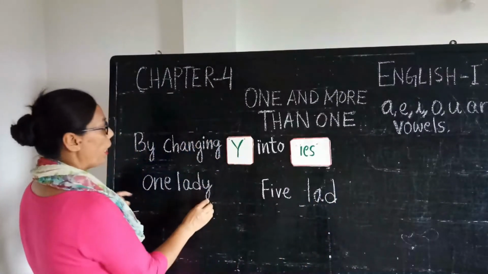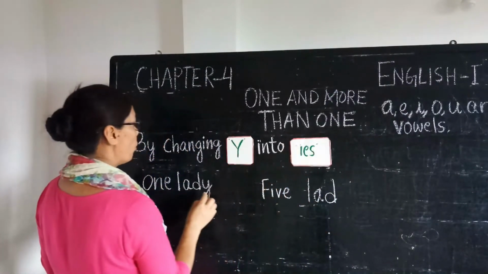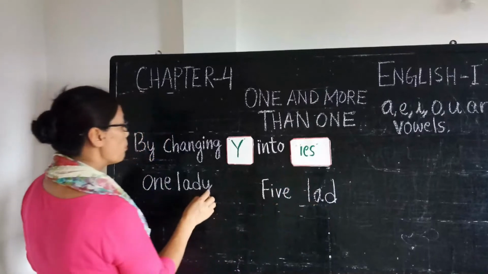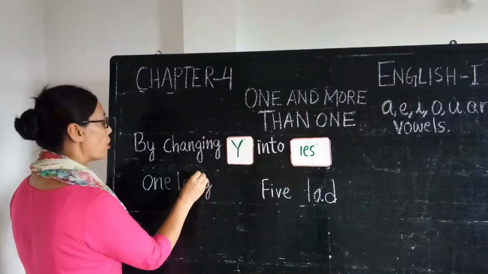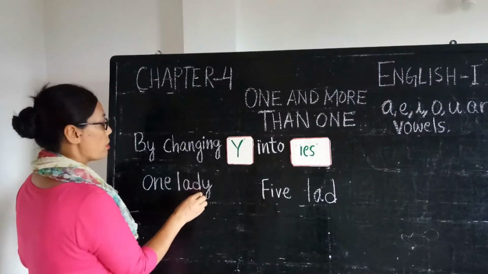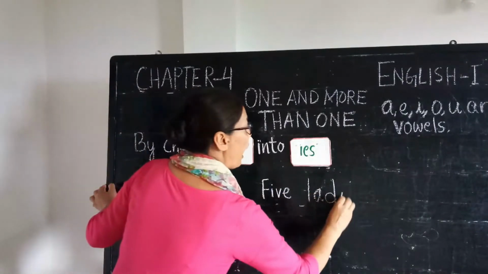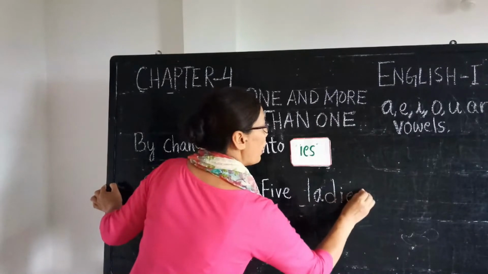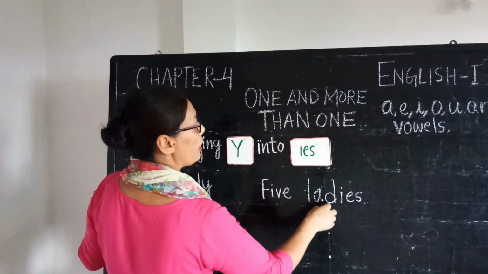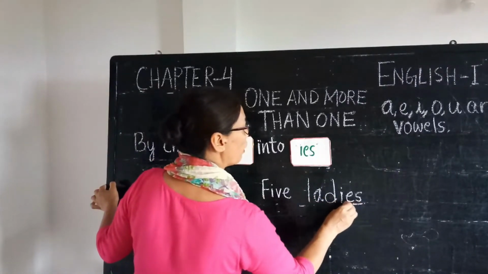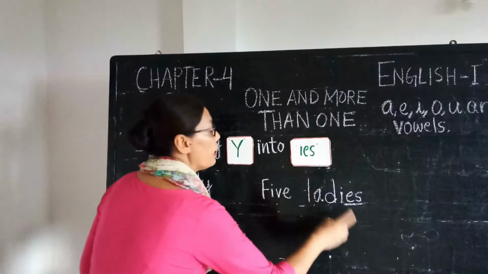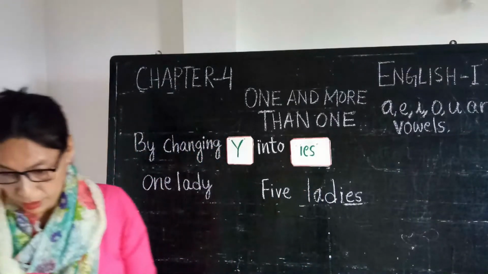L-A-D-Y, you have to change y into I-E-S to make many, because before y there is a consonant. D is a consonant. That's why you can change y very easily to make more. I-E-S, ladies. One lady, five ladies, L-A-D-I-E-S, ladies. You have to change y into I-E-S to make more. One lady, many ladies, or five ladies. Okay, children?